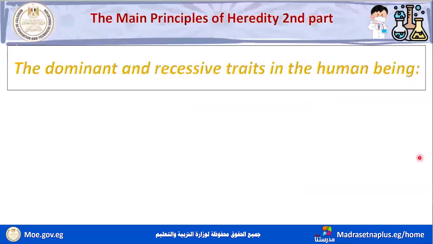The dominant and recessive traits in human beings. Scientists found that many human hereditary traits follow Mendelian heredity, where the trait is controlled by one pair of genes. Individuals that inherit at least one dominant gene from one of their parents will have the dominant trait. Those who receive the recessive gene from both parents will have the recessive trait. We show some of the human traits that follow the principle of complete dominance.